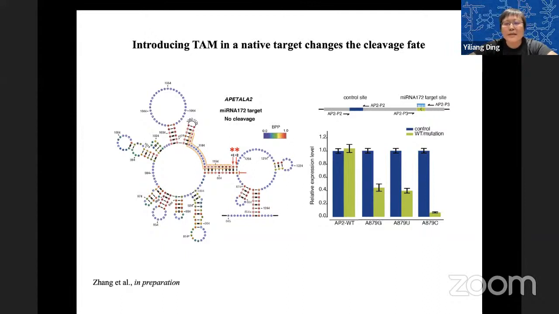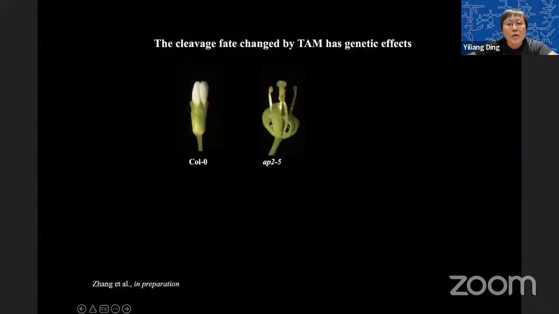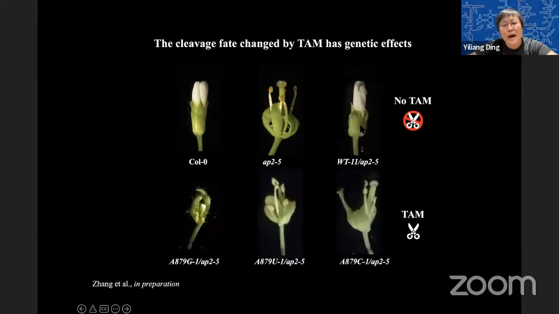So then we wondered whether this kind of structure change can have a bigger genetic effect. So we moved to the plant. What you can see is that in the wild type, we always have a very beautiful white petal. In the AP2 mutant, you see these petals lost. When you complement the mutant with the wild-type sequence, where microRNA cleavage is not happening, so there's no TAM formation, no single-stranded base pairing downstream of the target site, then you see the white petals come back, restored. However, when you complement the mutant with the synonymous mutation, because of the TAM formation, the microRNA cleavage starts, so you see something similar to the defective mutant. This gives us the idea that changing structure, by changing microRNA cleavage fate, really can have a strong genetic effect.